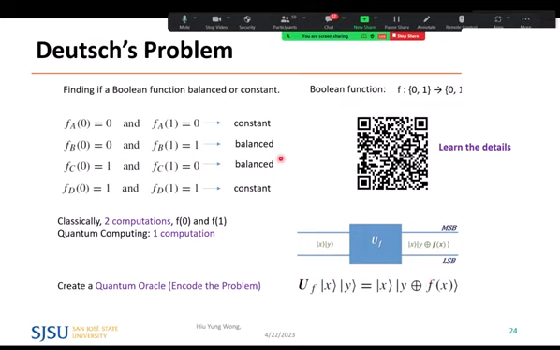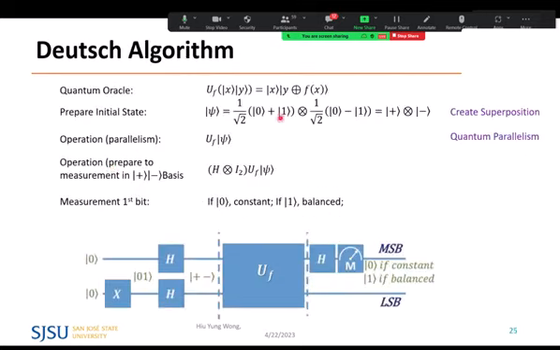The overall result is that I can find out whether it is balanced or constant much faster by only using 1 computation. And it's the same if it turns out that we have many qubits, also only 1 computation. But I don't know what the function is. I don't know when I input 0, it is going to give me 0 or 1. Okay? So this is the flow of the algorithm.